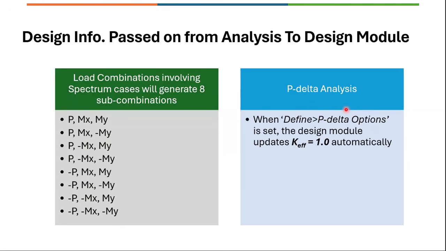And then if you have performed the P delta analysis, that is using the Define menu P delta options, once you enable it and set the loads for the P delta case, the design module recognizes it automatically internally. And for the column design, it sets the K effective value as 1 internally. When a P delta is not done, the program will calculate the effective length factors as per the code. So these are the only two pieces of information that will be passed on to the design module.